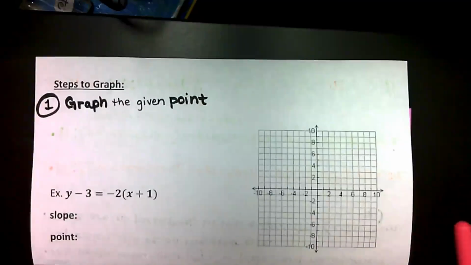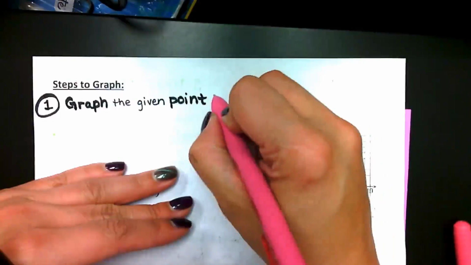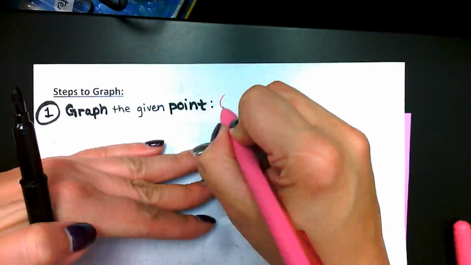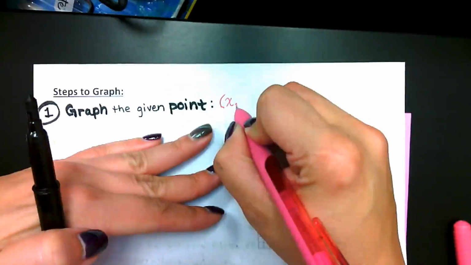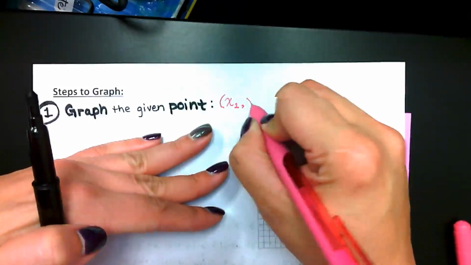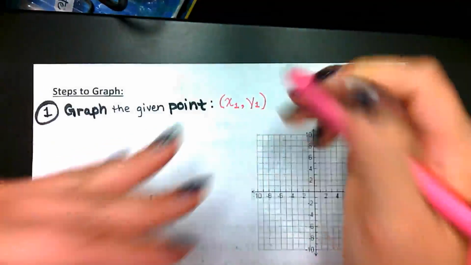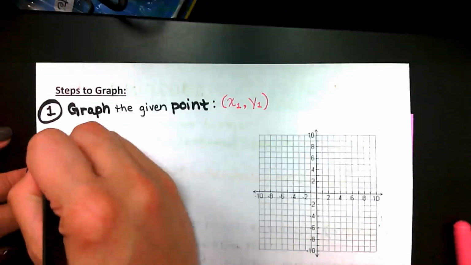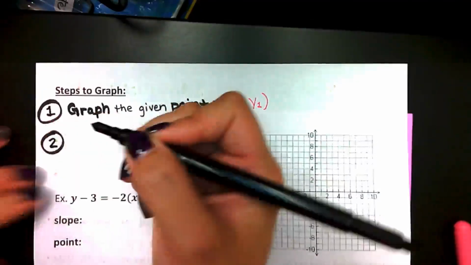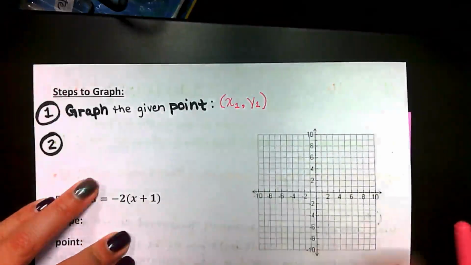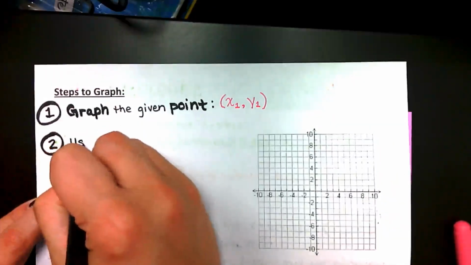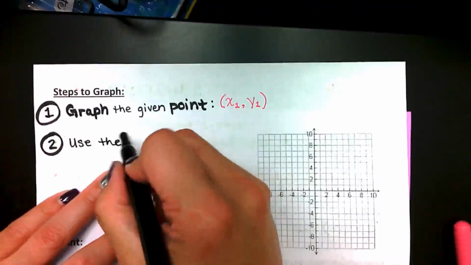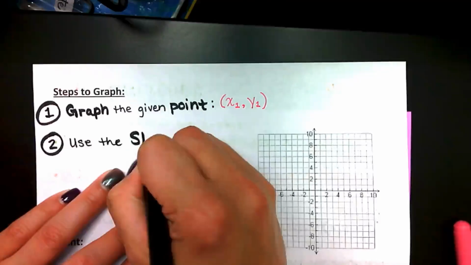Now, remember, this point is the same one I was talking about below, so I'm going to keep it in the same color. There we go. I'm talking about X sub 1, comma, Y sub 1. There we go. After that, so that's kind of our starting point. Step 2, we would use the slope.